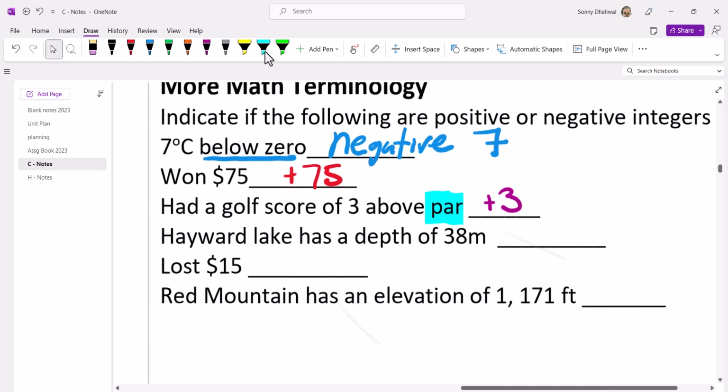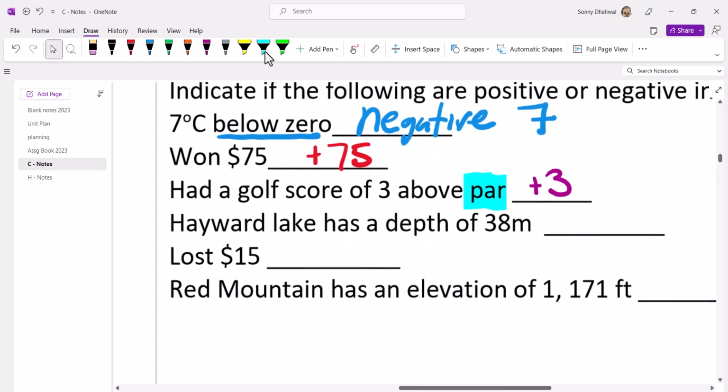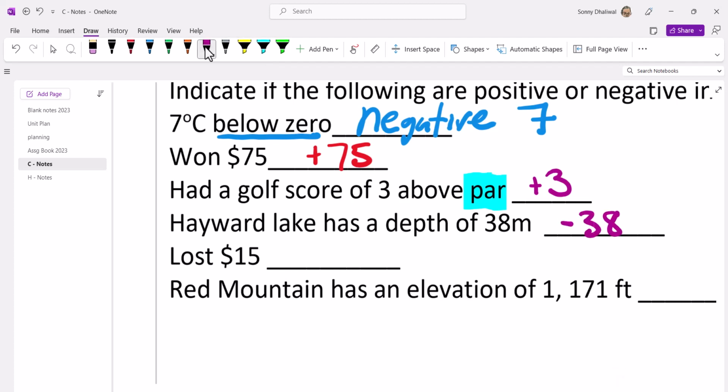All right. Hayward Lake has a depth of 38 meters. Is that positive 38 or negative 38, Lyndon? Negative 38. Depth is going down into the lake. How far down do we go? Negative 38. All right. You lost $15. Negative.